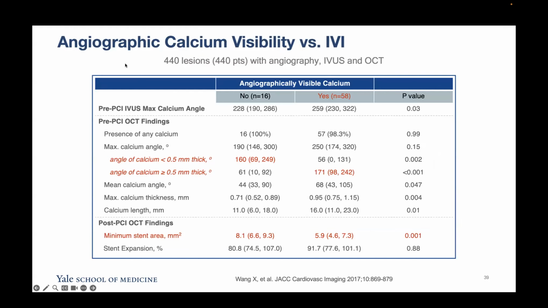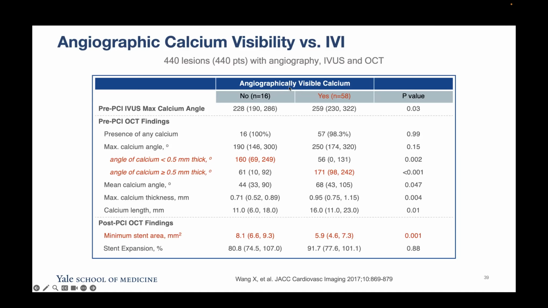There's one recent study, and I thank Dr. Fall for sending this reference to me. So this is a paper coming from CRF. They looked at 440 lesions. Actually, it's not that paper, Dr. Fall. There's another one, but this is kind of older. So this is 2017, 440 lesions that they imaged with angiography, IVUS, and OCT.